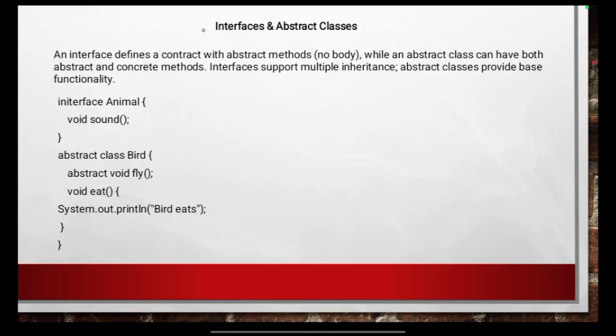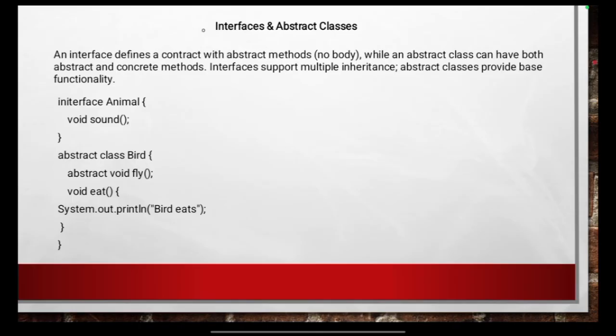Interface Animal. This line declares an interface named Animal. An interface in Java is a blueprint that can contain abstract methods without body. It sets a contract for classes to follow. void sound(). Inside the interface, there is a method declaration, sound, with no body. Any class that implements this interface must provide an implementation for this method. Curly braces close. This closes the interface definition.